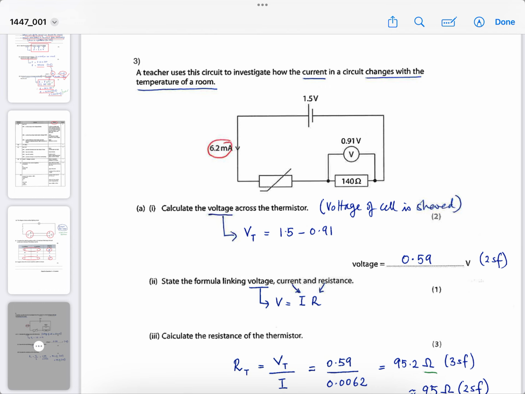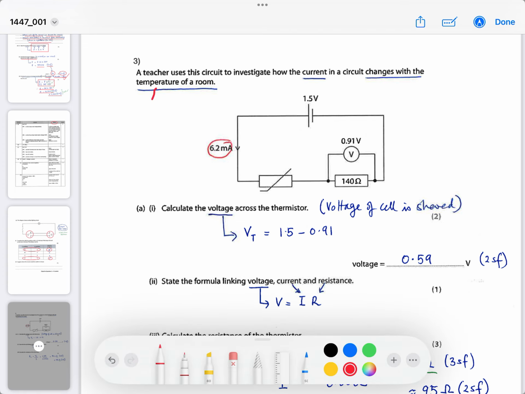This question is now about how voltage is split between components in a circuit. A teacher uses a circuit, it says, to investigate how the current in a circuit changes with the temperature in a room. Now, you would be thinking, what's the temperature got to do with it? Well, the temperature affects the thermistor, which is this symbol here. It's a resistor with what looks to me like a spatula going through it. So that's the thermistor, and it's in series with a fixed resistor of 140 ohms.